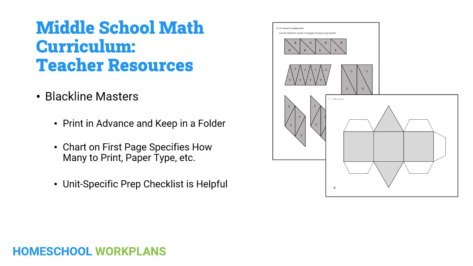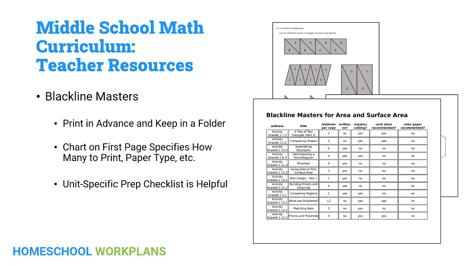Now, there's again one of these files for every unit, and the first page of the file, let's see if I can get this up here. Yay, that worked. Okay. The first page of the file gives detailed information. So it's like this little spreadsheet. It says how many of each of these blackline masters to print per student, as well as when it can be helpful to print on cardstock versus regular printer paper. If you don't have cardstock, that's fine. But if you do, it can be helpful. Some of these figures and stuff are a little bit more fun if the paper's a little stiffer.